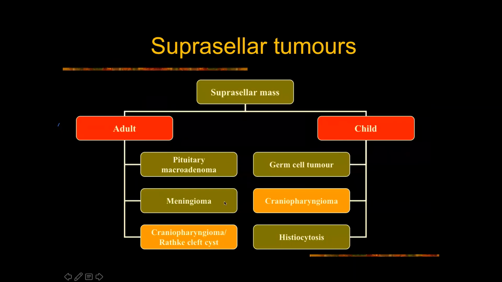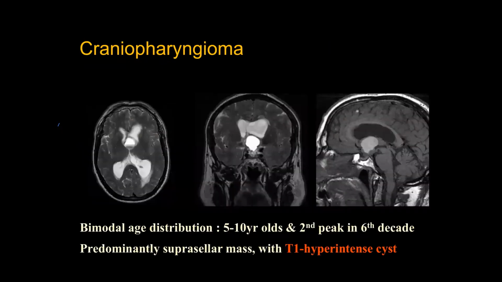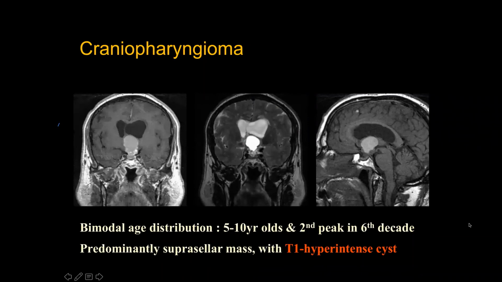Then you come to the next one, which is craniopharyngioma and Rathke's cleft cyst. Craniopharyngioma and Rathke's cleft cyst are supposed to be on the same spectrum of disorder. They tend to be suprasellar, very rarely intrasellar, and craniopharyngioma has two peaks. One is in the 5 to 10 year old, and the second one is in the 6th decade, and they're slightly different. The commonest type is the adamantinomatous, which is the one with the engine oil appearance and a big cystic component. And in craniopharyngiomas, the cystic contents are hyperintense on T1.